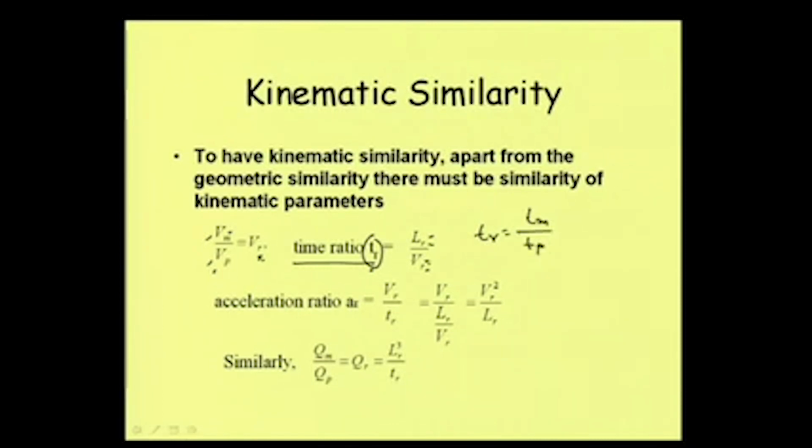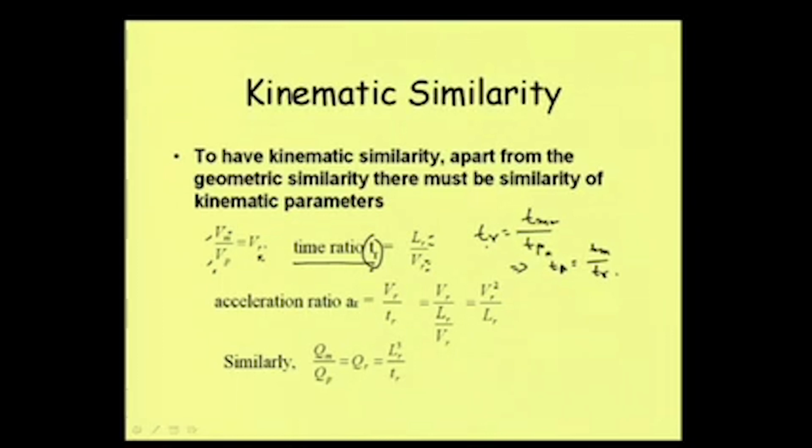Well, so if we want to get the time in the prototype from the known time that we are getting from experiment in the model, we will have to divide the time obtained in the model by the time ratio, then we will be getting the prototype time. Or we can write that time of the prototype is equal to time of the model divided by time ratio. So, that way we can have the time that will actually be happening in the prototype.